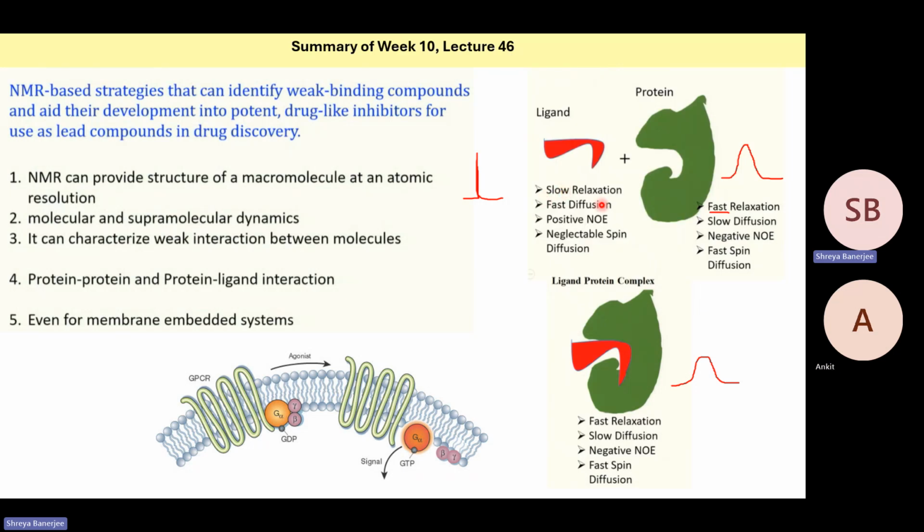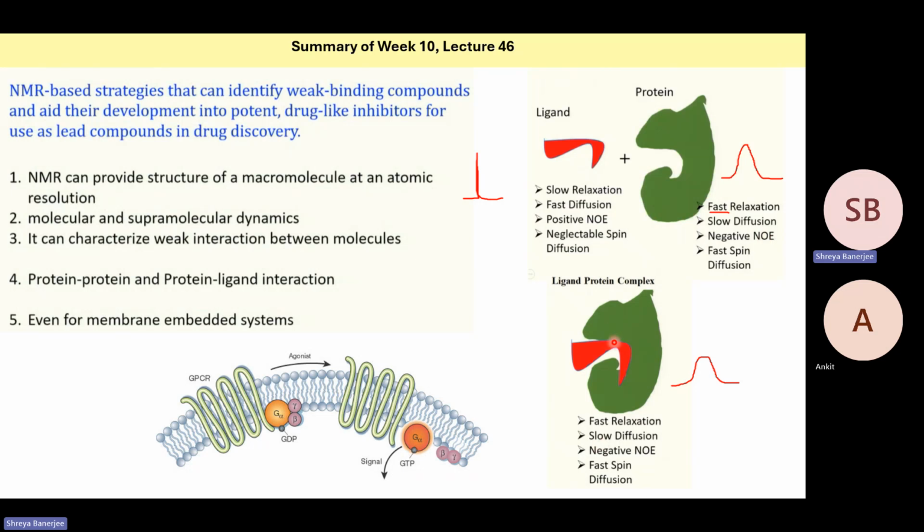Similarly, in case of other NMR observables also, the ligand being a small molecule, it will have fast diffusion, and because the number of atoms are small in the ligand, the spin diffusion is also negligible. And in case of NOE, it will show positive NOEs. And protein and ligand protein complex will behave in a similar manner, which is completely opposite to the way in which the ligand behaves. In that, the protein and the ligand protein complex, they are both large molecules, so they will have slow diffusion and they will have negative NOE.